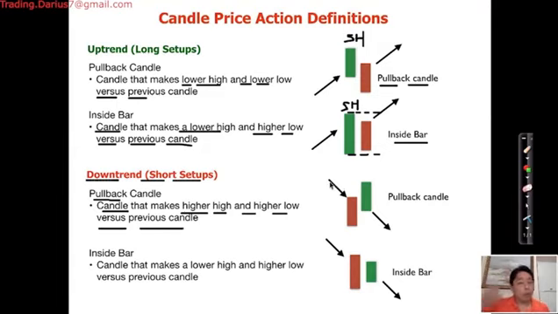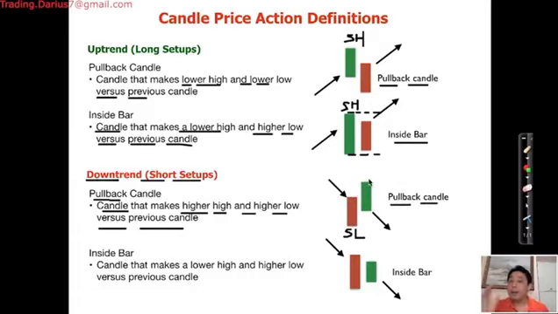as compared to the previous candle, which is a swing low candle. So in this case, we're going down. It's a downtrend, and this candle happens to be the swing low. Why? Because it's the lowest point of the trend at that point in time. Right after the swing low candle, we see a pullback candle. This is the pullback candle. Again, why is it a pullback candle? Because it makes a higher low and a higher high.